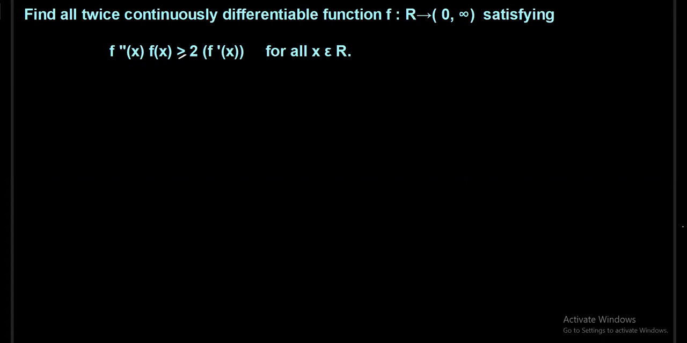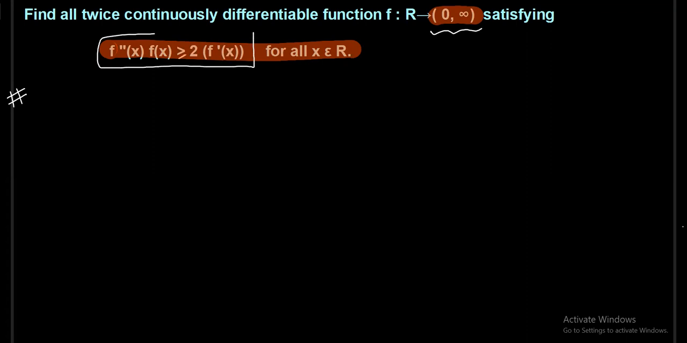The question says: find all twice continuously differentiable functions f defined from R to (0, infinity), satisfying the condition for every x belonging to R. How are we going to solve the question? First of all, I'm going to start with the condition that they have given. See, two things I have highlighted. The function is taking positive values, and second, the condition that they have given us.